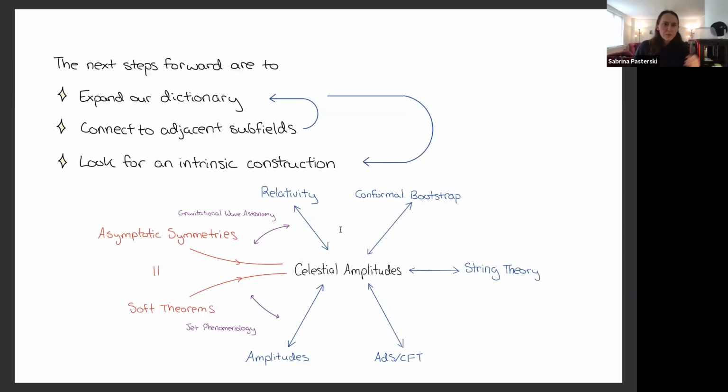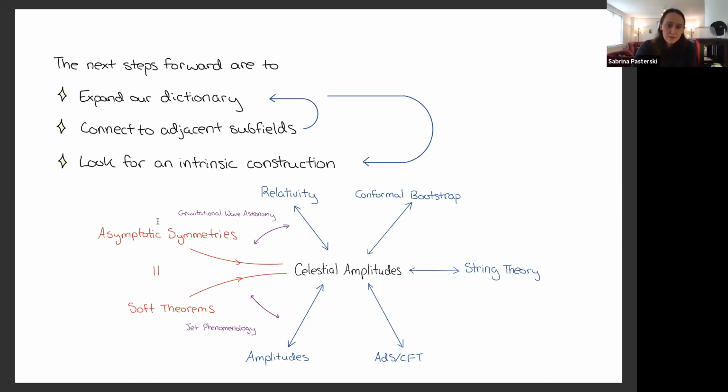So, steps forward: we're continuing to expand our dictionary, looking for connections to more and more subfields. We have more amplitudes people getting on board, which is really lovely. And then, of course, an intrinsic construction. So something coming from string theory would just be icing on the cake. So this is kind of the route we've followed.